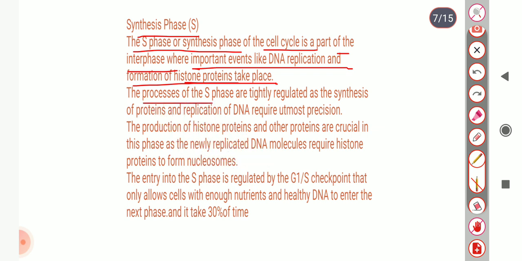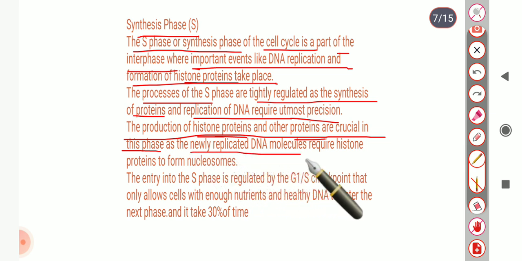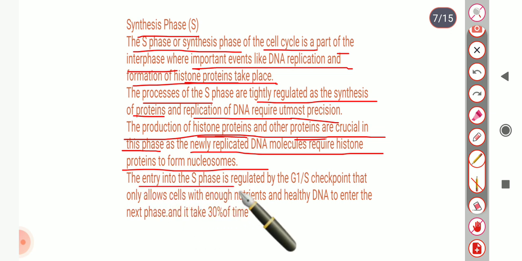The process of S phase is tightly regulated, as the synthesis of proteins and replication of DNA require almost perfect precision. The production of histone proteins and other proteins is crucial in this phase, and newly replicated DNA molecules require histone proteins to form nucleosomes.